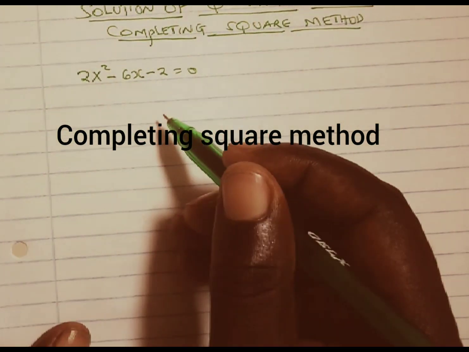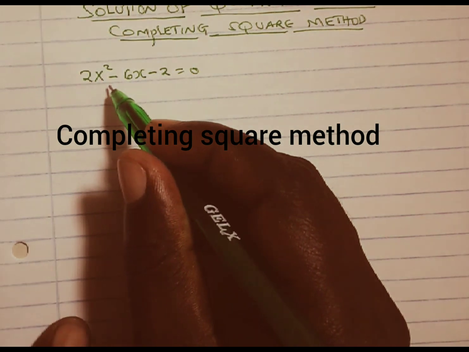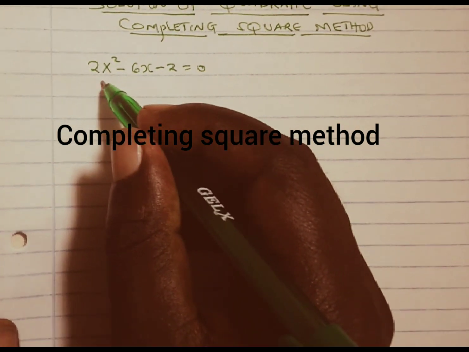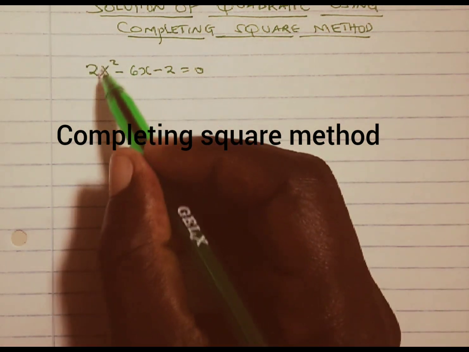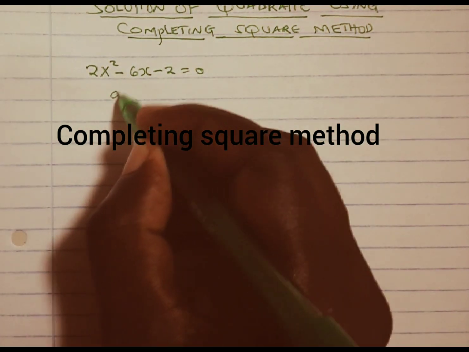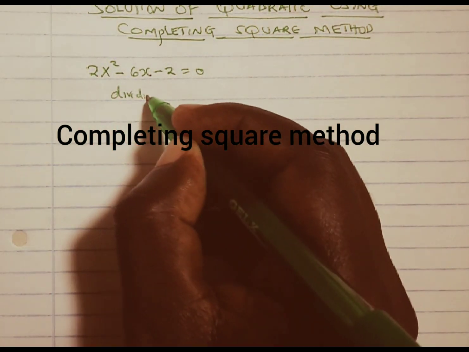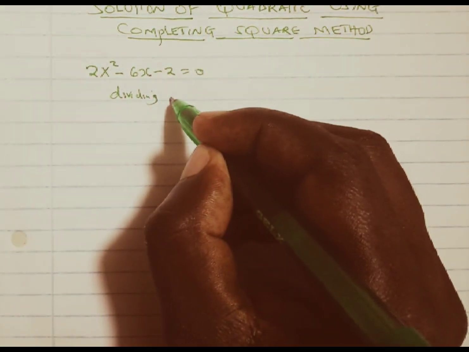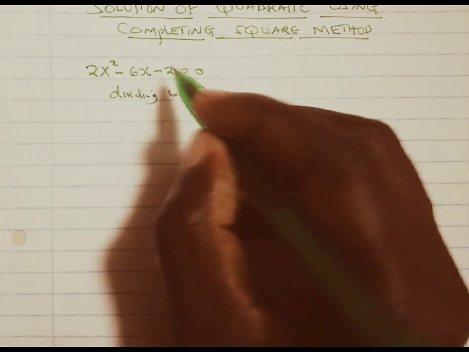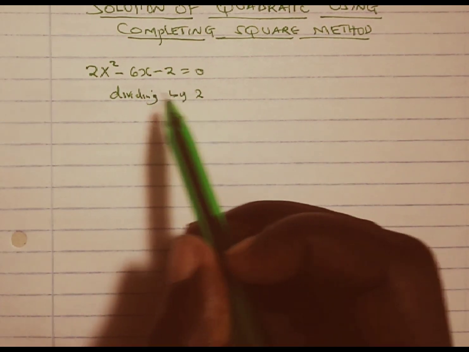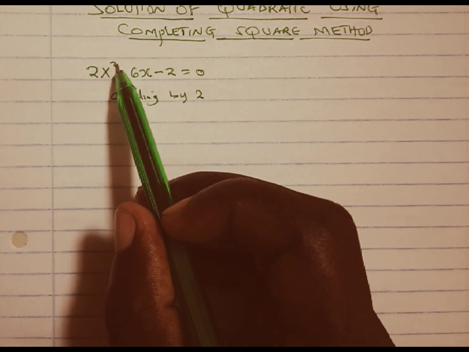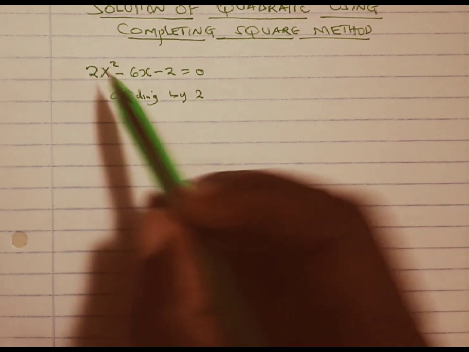So the first step in solving this question is to make sure that the coefficient of x squared, or the quadratic term, is 1, and therefore we are going to start by dividing by 2 all through. The reason why we are dividing by 2 is to make sure that the coefficient of x squared, or the quadratic term, is 1.